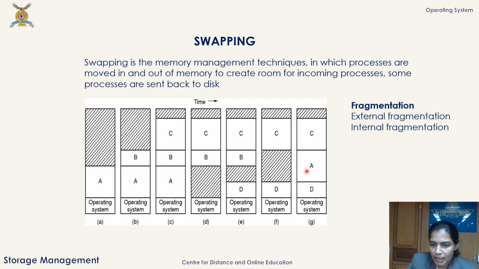After some time, A is again decided to be executed, so A will again come into the memory. Here we have a scenario where D, A and C, three processes, are running in the memory and some part is again free in the memory.